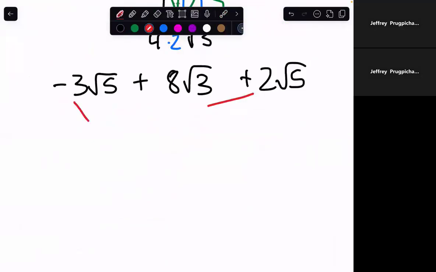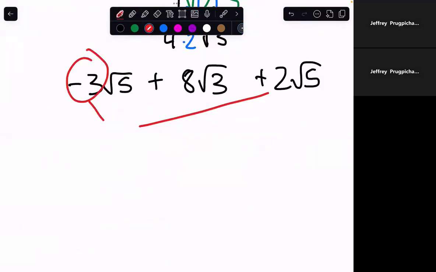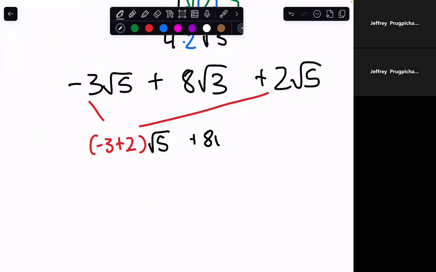Okay, so again, in order to combine these two terms, you do the coefficients, so -3 plus 2. But then you just keep the radical 5. You don't make it radical 10, you don't make it 5 squared, the radical part stays the same. Okay, so over here, -3 plus 2 is -1. And then you put that in front of the radical 5. Again, it's -1 radical 5, but you don't need to write the 1.